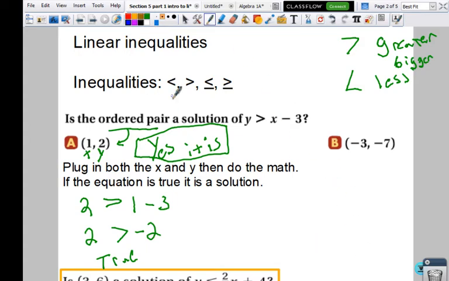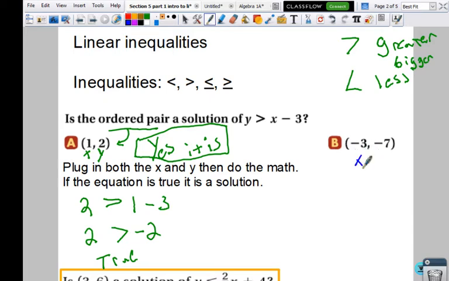Alright, so I plugged in 1 for x, 2 for y, I solved it, and went through and saw, is it true or not? True. Okay, we're going to keep going. I'm going to do part B.